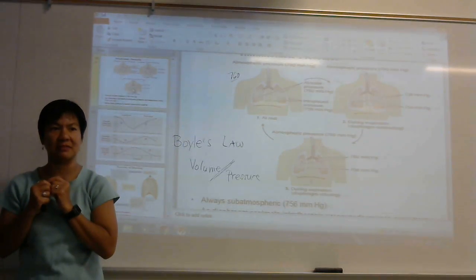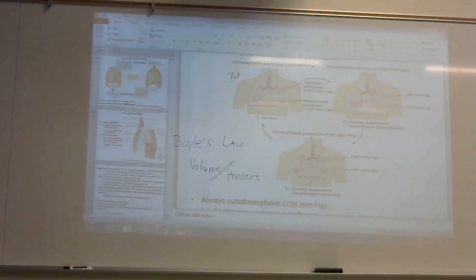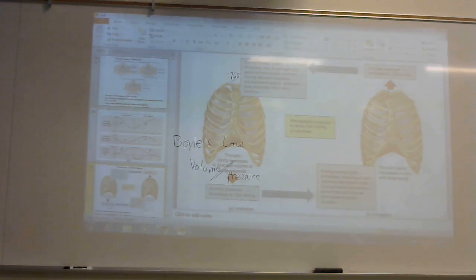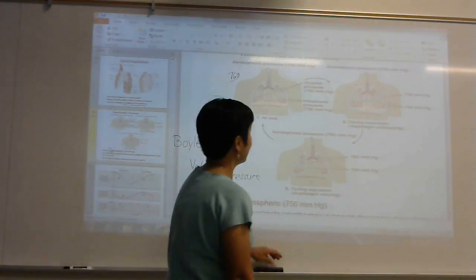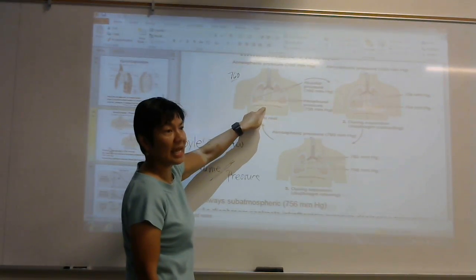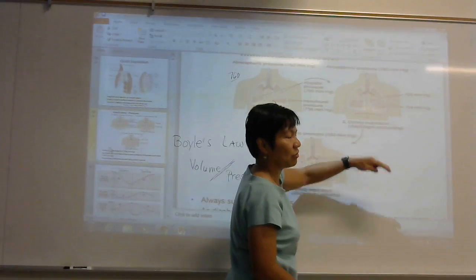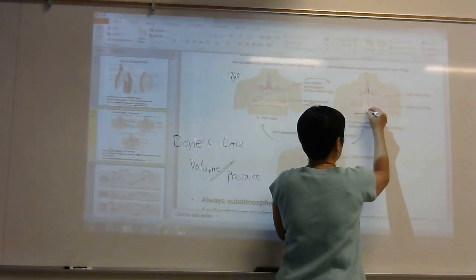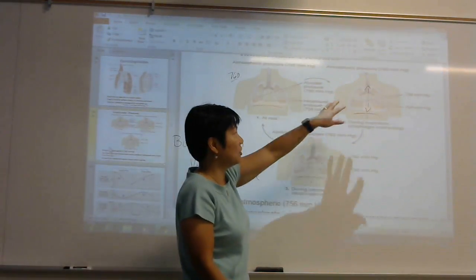Muscle contraction. Okay? There are two general muscles of inhalation: your diaphragm and your intercostal muscles. Look at the diaphragm. It is dome-shaped. When you breathe, this diaphragm muscle contracts. From being dome-shaped, it will contract and flatten, and when it flattens, it increases the lung space. So you're expanding the lungs, and the pressure inside goes down.